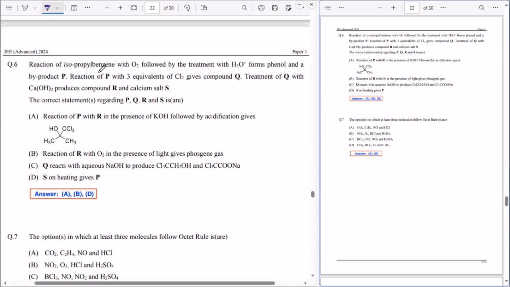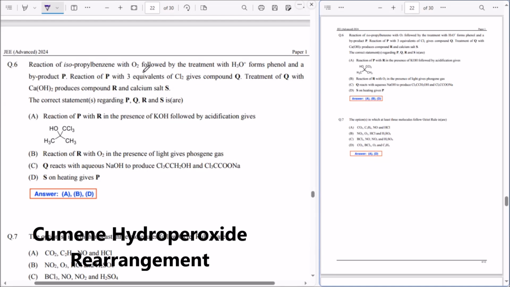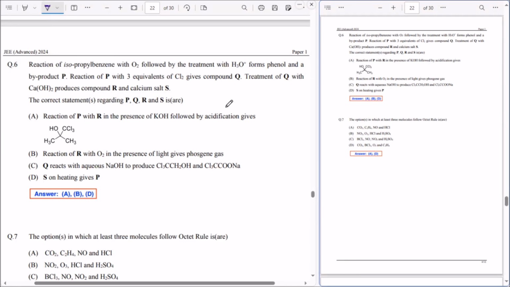Next, question number 6. Reaction of isopropyl benzene with oxygen followed by the treatment with H3O+, that is acid, forms phenol and a byproduct P. Reaction of P with 3 equivalents of chlorine gives compound Q. Treatment of Q with calcium hydroxide produces compound R and calcium salt S. The correct statements regarding P, Q, R and S is, that is R.